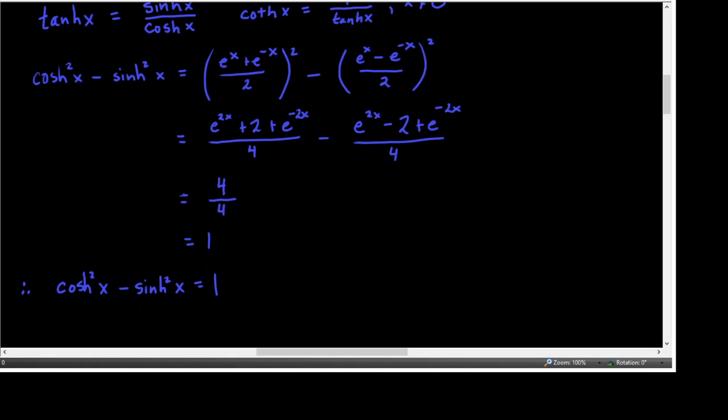I don't necessarily want you to memorize these identities. I might ask you to prove one, like I proved that hyperbolic cosine squared of x minus hyperbolic sine squared of x equals 1. I may ask you to be able to do that, but I won't ask you to have a bunch of these memorized.